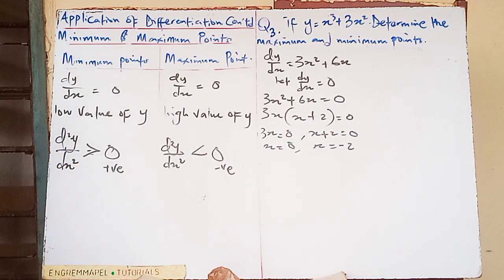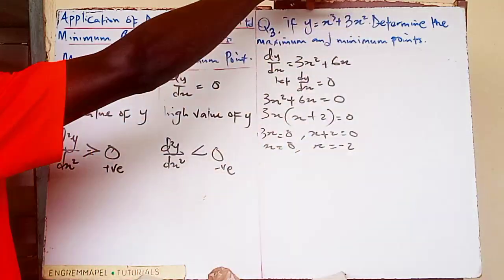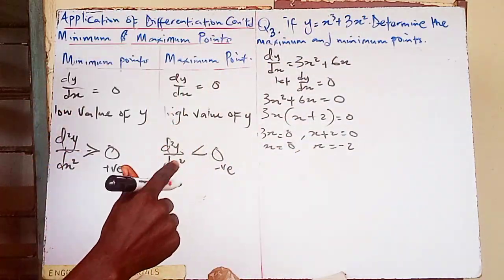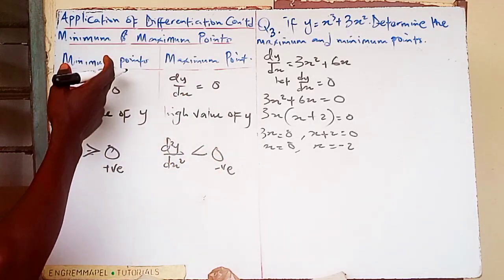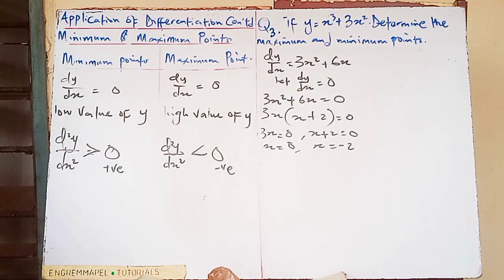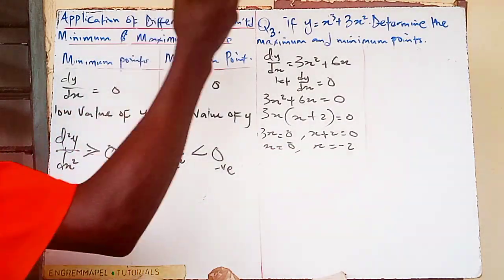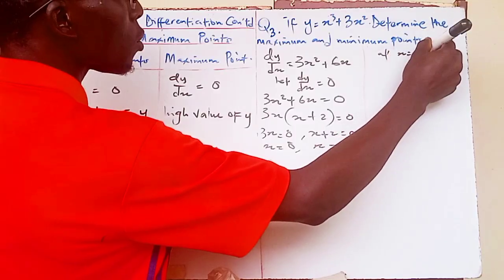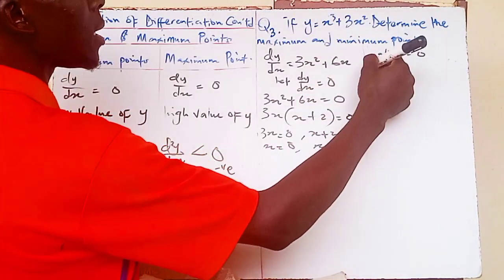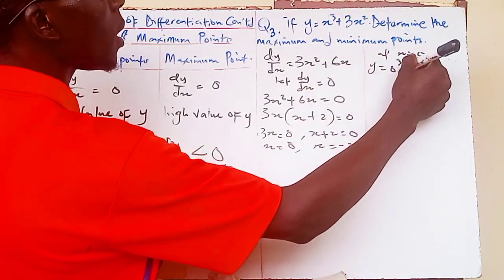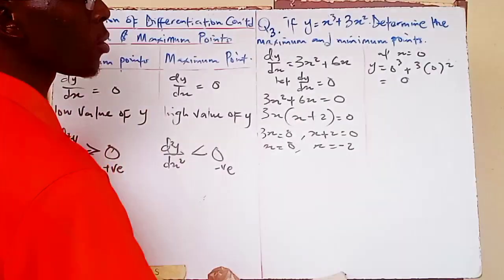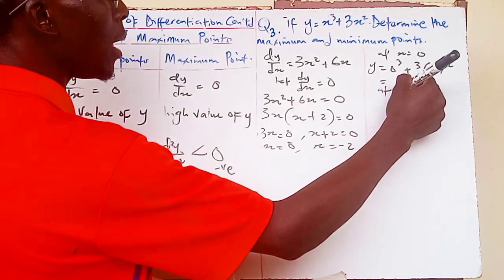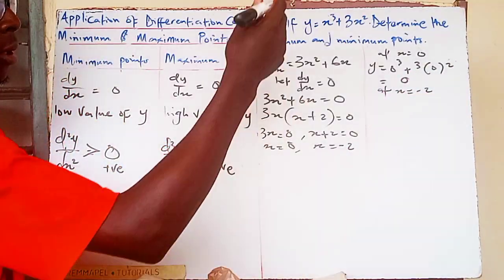Now it's time to insert the x into my real equation, my real y, so that I can know my y. From there I will pick the high value for the maximum point and I'll pick the low value of y for the minimum point. Now let's move on. For here, now I can say at x equals to 0, that's for this one. I can insert y. y is equals to 0 raised to power 3 plus 3 into bracket 0. All this will be what? 0, because there's no point here. Now at x equals minus 2, let's see what happens.